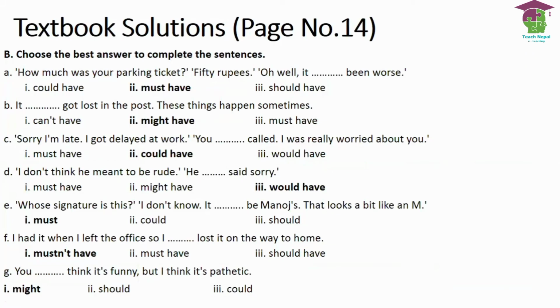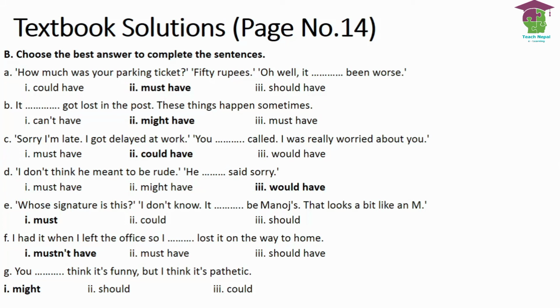Now, let's see the textbook solution, page number 14. Choose the best answer to complete the sentences. You have been given some sentences or multiple choice questions. How much was your parking ticket? 50 rupees? Oh, well, it mustn't have been worse. It must have been worse, right? It didn't get lost in the post. These things happen sometimes. It might have got lost in the post, right?